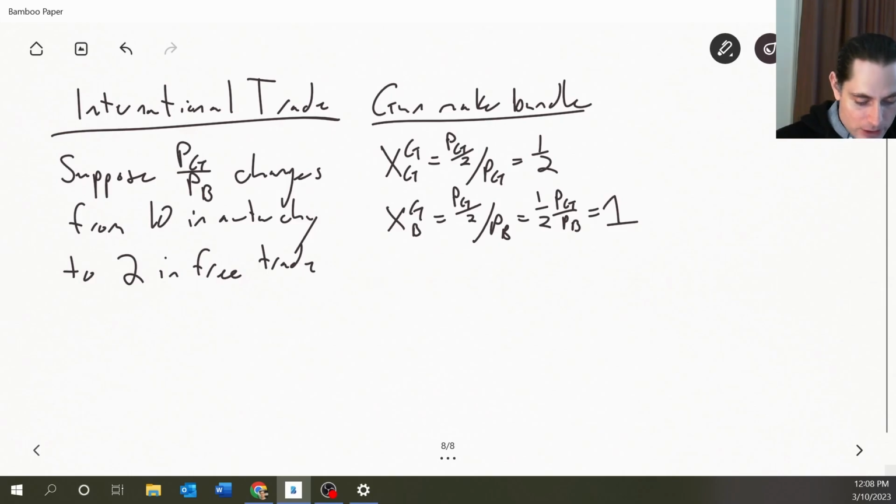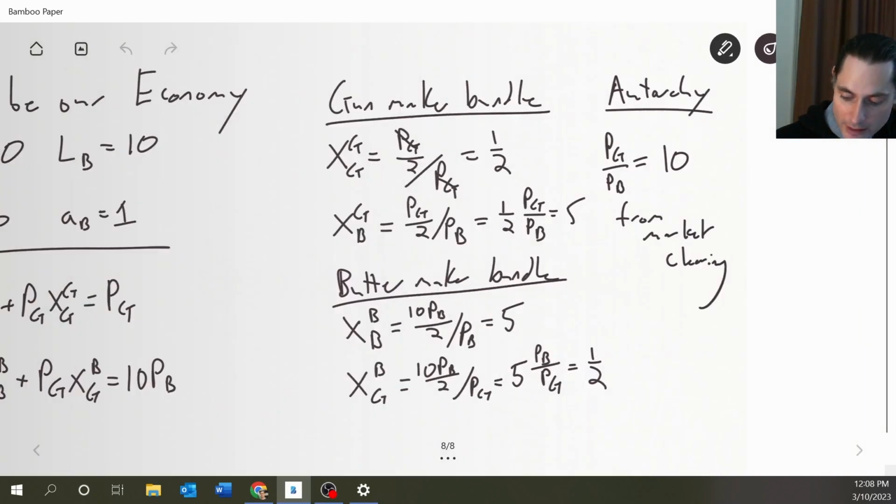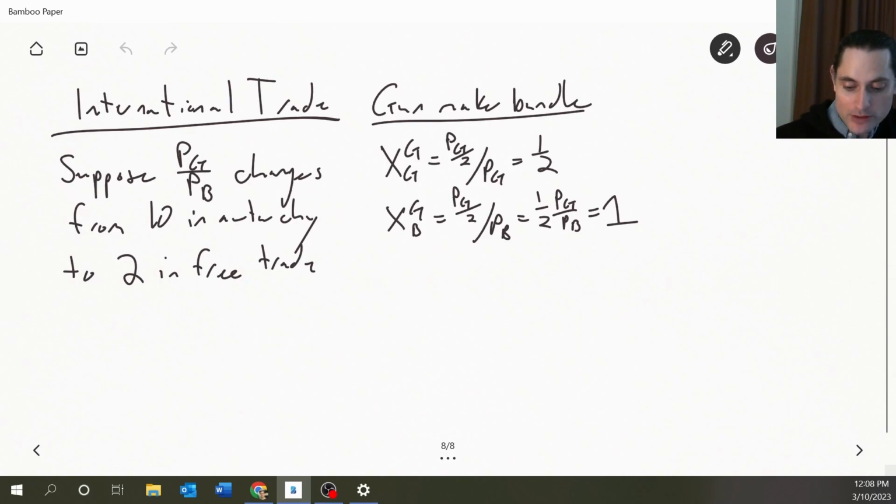So if we compare here, the gun maker previous to opening up the trade got 1/2 guns and 5 units of butter. Now they get 1/2 units of guns and 1 unit of butter. So actually they're worse off. They get less butter than they had under Autarky. We opened up the trade, and we hurt the gun maker. Okay, let's see what happened now to the butter maker.